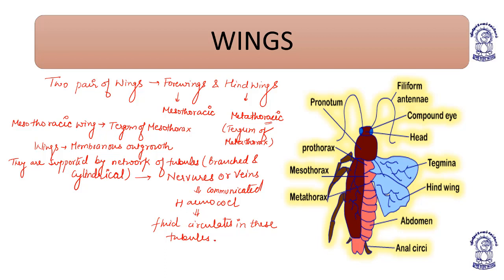Next point. Trachea is responsible for respiration. So the air tube or trachea and some very fine nerves are also present on each nervure. Understood?